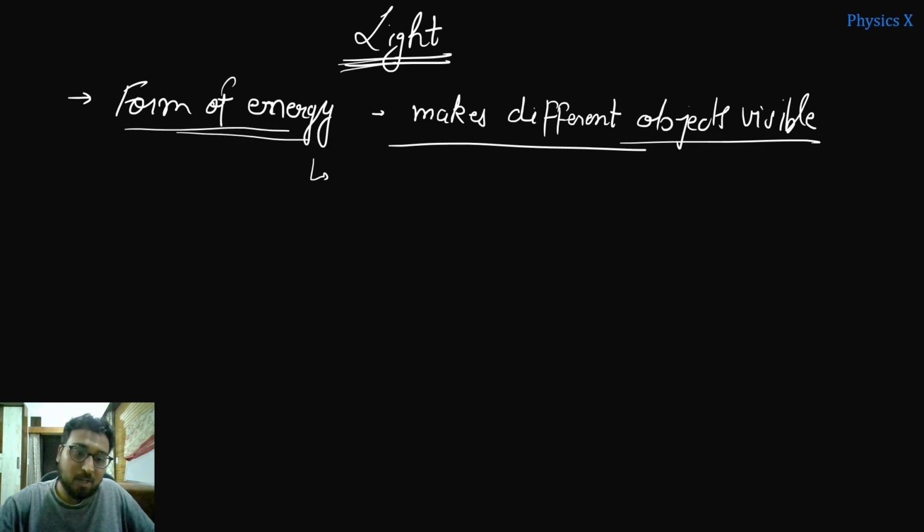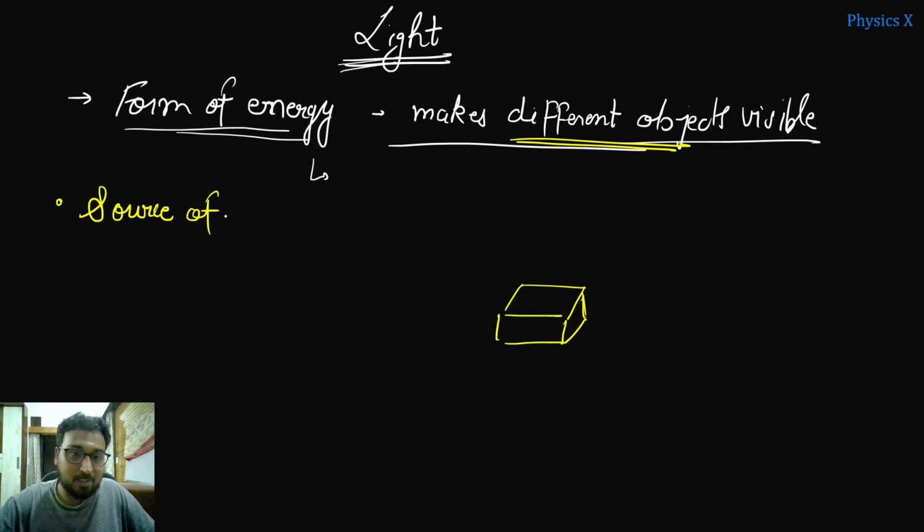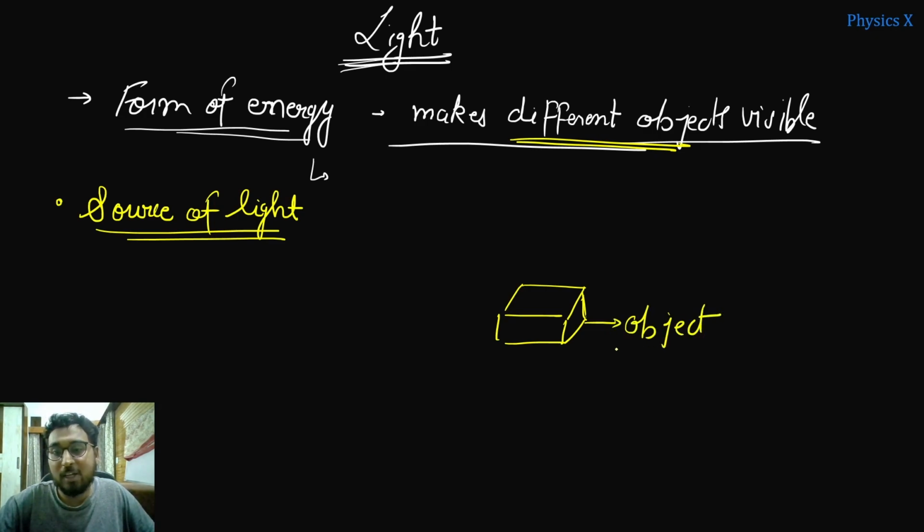While talking about light, we need to understand that there are certain things which are necessary for us to see different objects. Suppose there is a room and there are different objects, say a box lying in the room, and in the room there is no source of light. We will be concerned about the source of light, which is mandatory for us to see different objects. Suppose this is an object, and this is your eye. When there is no source of light, there will be no light entering your eye, and you won't be able to see anything.